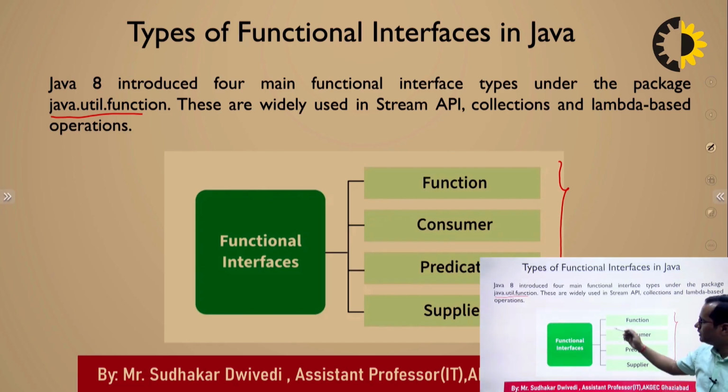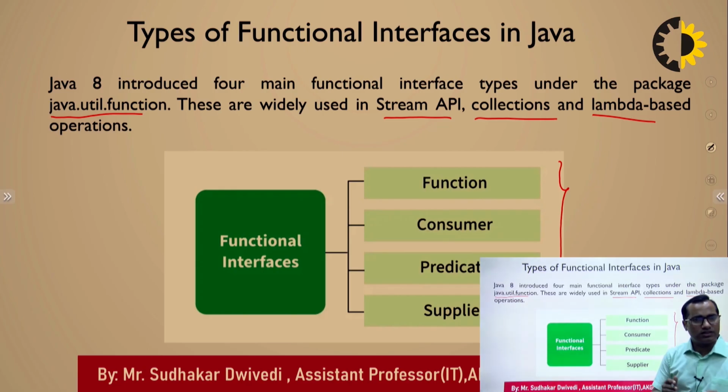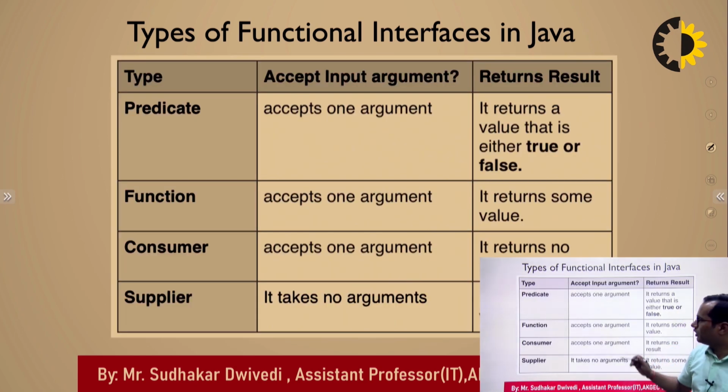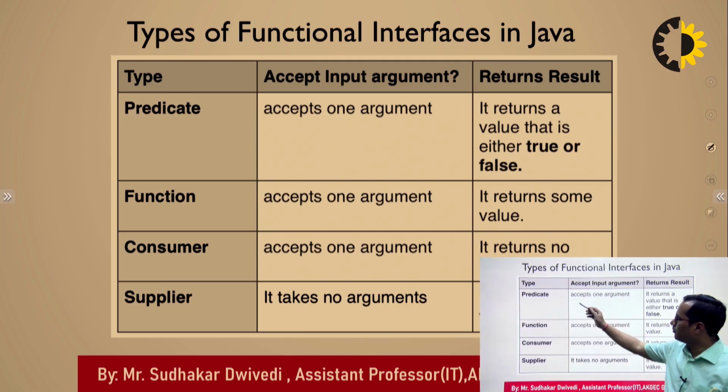So all these functional interfaces may be used in the stream APIs, in the collections, or in Lambda operations. We can implement the functional interfaces in collections, by using Lambda based expressions, or in the stream APIs that we will discuss later on. The types of functional interfaces that I have mentioned are Predicate, Function, Consumer, and Supplier.